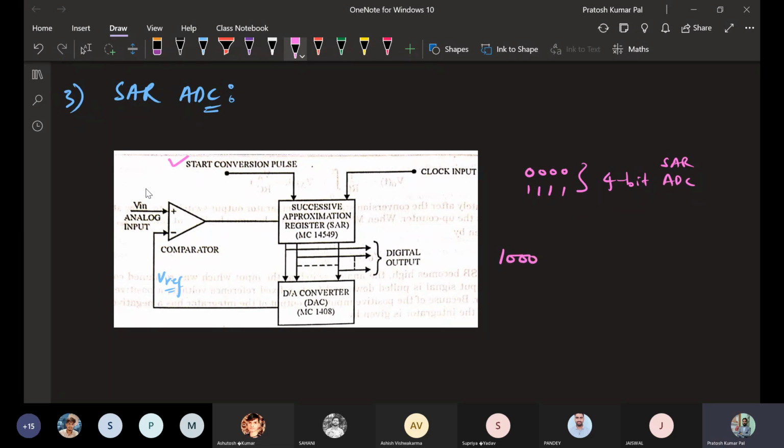So the MSB will be activated to 1 once the start is done, and this happens when the analog value is compared to this, which is basically 0. Whatever analog value is there will be compared, and this will come out to be positive. If it is positive, that means it will be 1. So if it is 1, the MSB will be made 1. At the first clock, this will be the value.